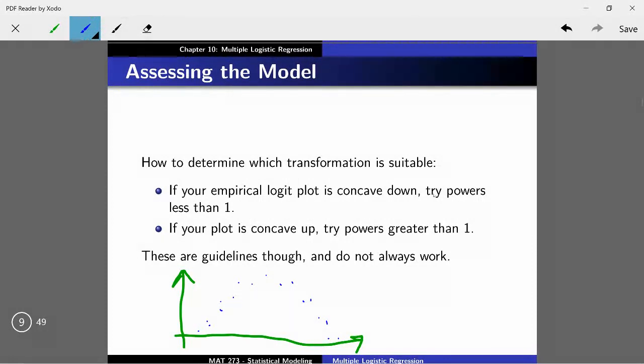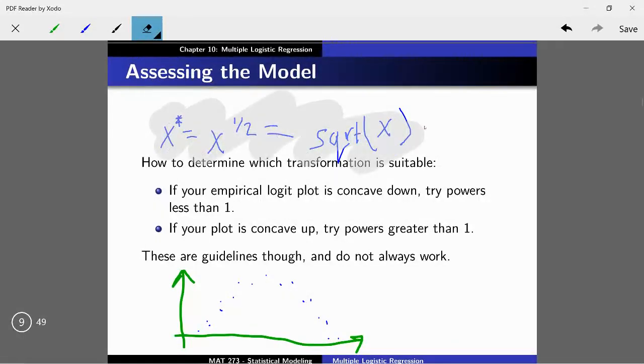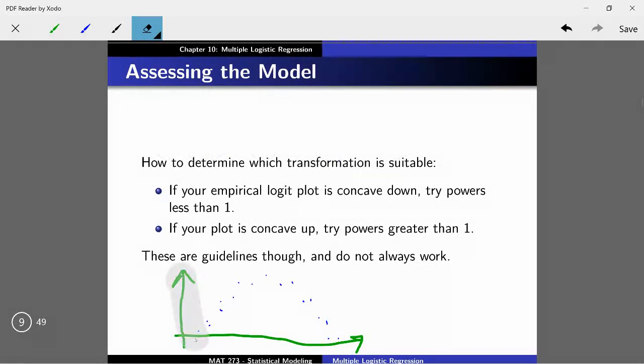Then it says try powers less than 1. So transform your x to be something like, maybe set your new transformed x to be the original x to the 1/2 power. Okay, so that's a power less than 1. That would be, for example, the same as the square root of x. So that's like the first example here of what that suggests.